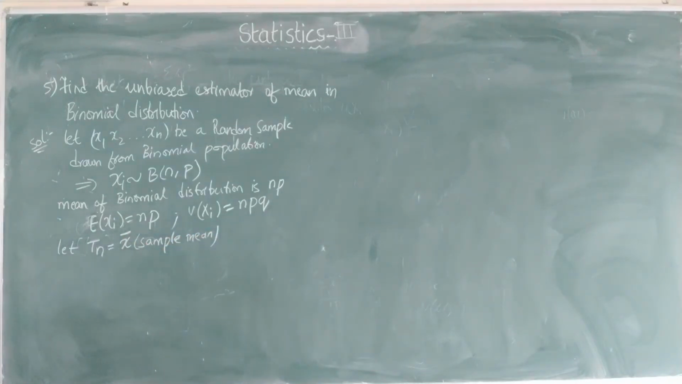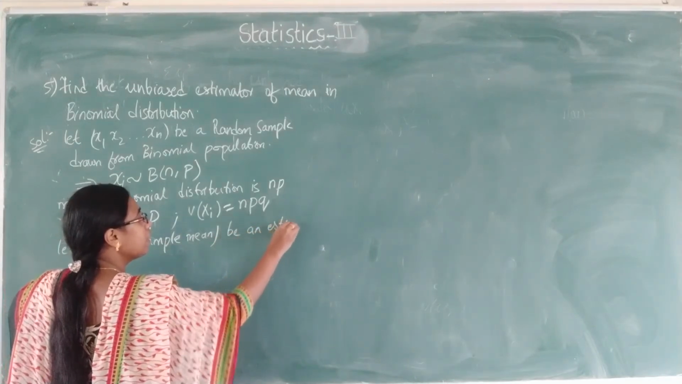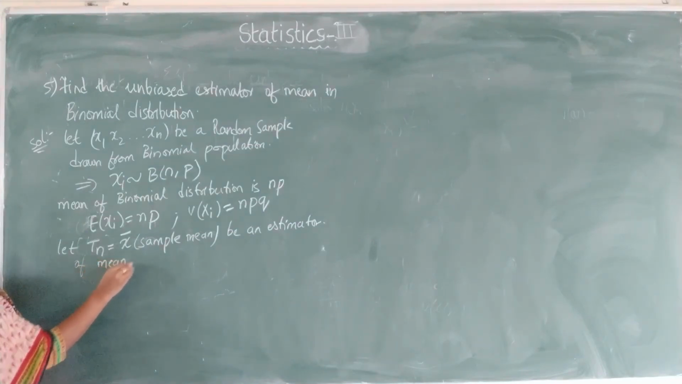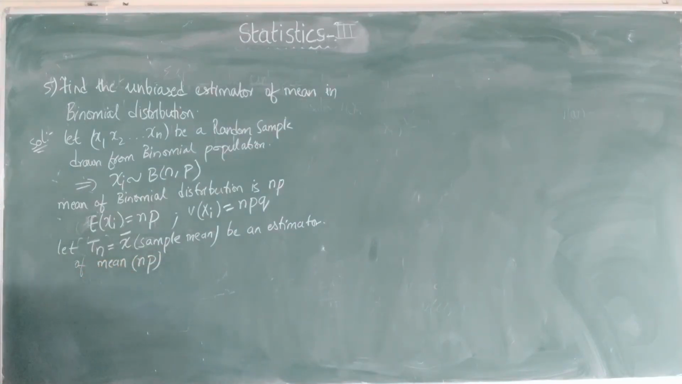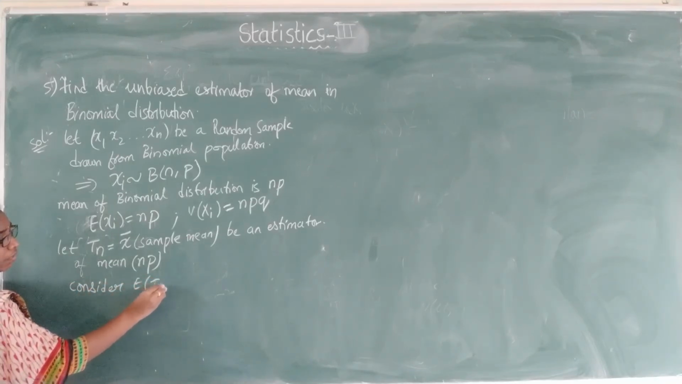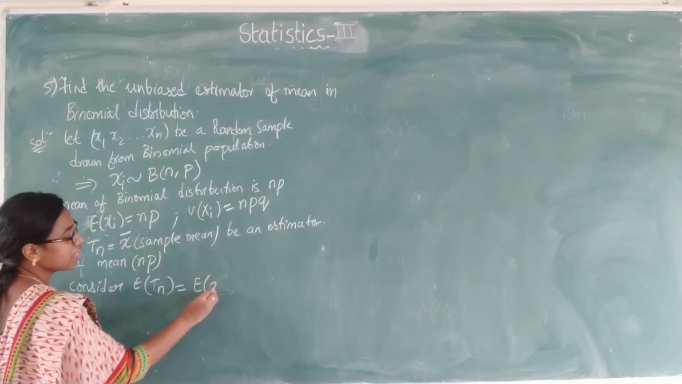Let Tn be an estimator of mean, so that is NP. So I am just considering that Tn equals x bar is an estimator of mean, that is NP. Now, if I find expectation of x bar, I have to get NP. So now consider expectation of Tn. So expectation of Tn equals expectation of x bar.